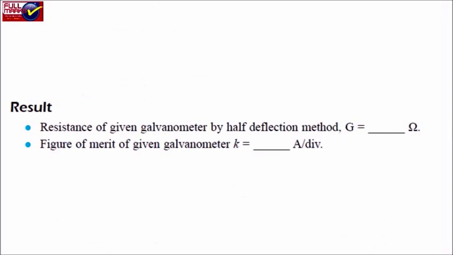Result: resistance of given galvanometer by half deflection method G is. Figure of merit of given galvanometer K is.